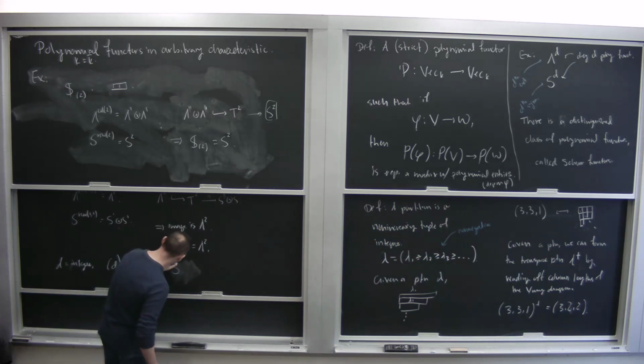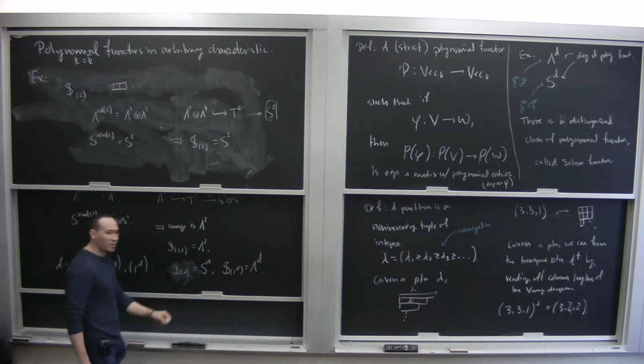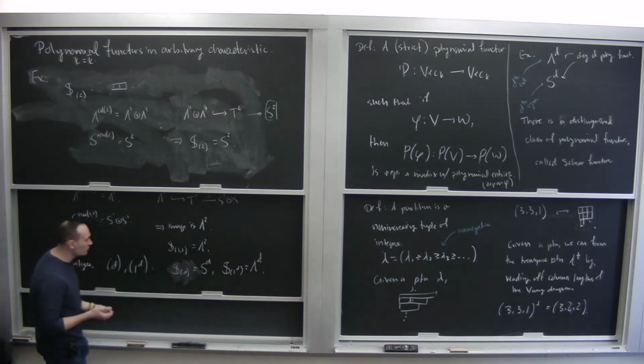If you go through the definitions here, S sub D is the dth symmetric power, and S sub 1 to the D is the dth exterior power. All right. And so Schur functors for general partitions are something that interpolates between these two extremes.